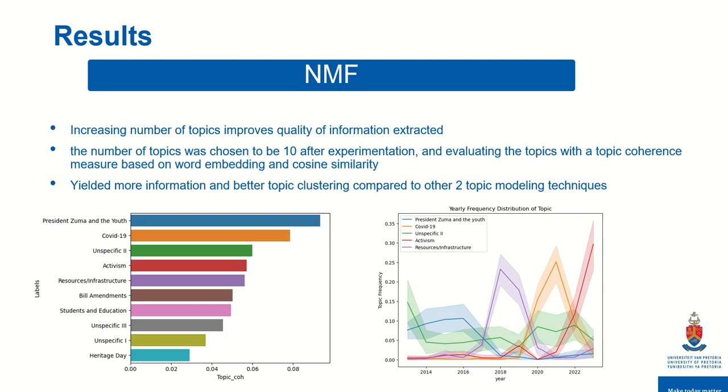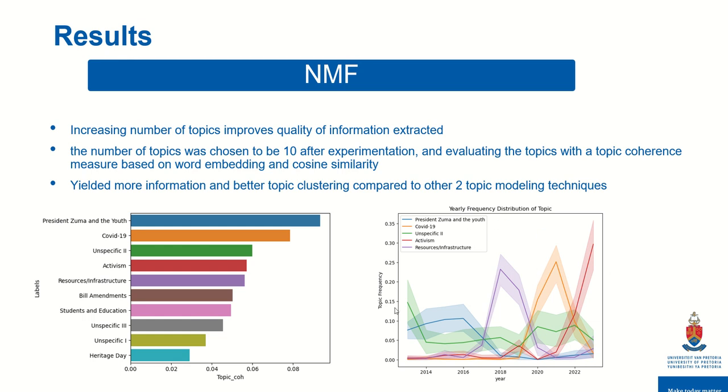With NMF, I found that increasing the number of topics improves the quality of the information that is extracted. I experimented between 2 to 10 topics and stopped at 10 topics, looking at the topic coherence. As the number of topics increased, the topic coherence of the newly generated topics started to decrease. And overall, I found that NMF performed better than the other 2 clustering techniques.